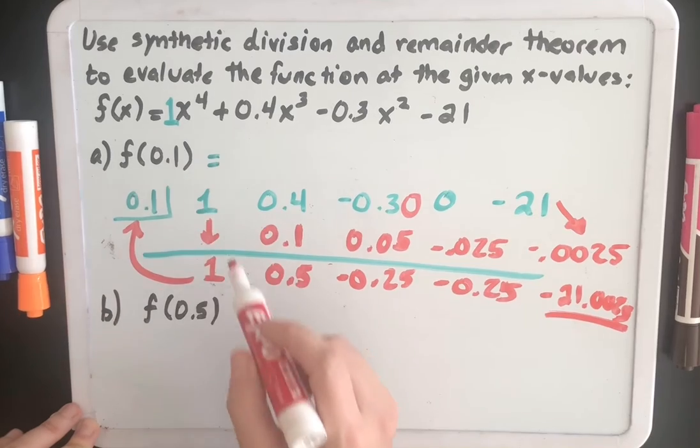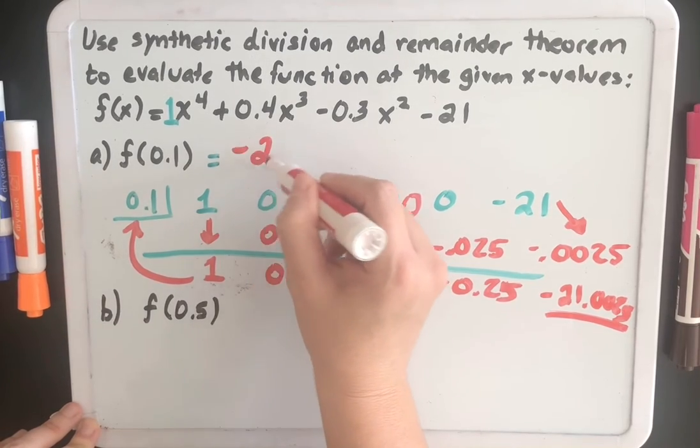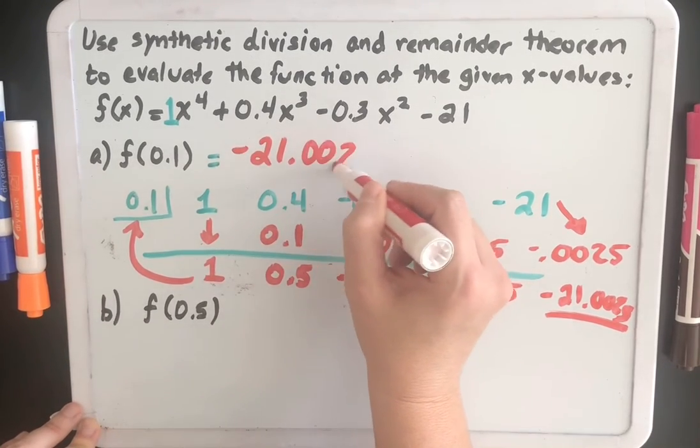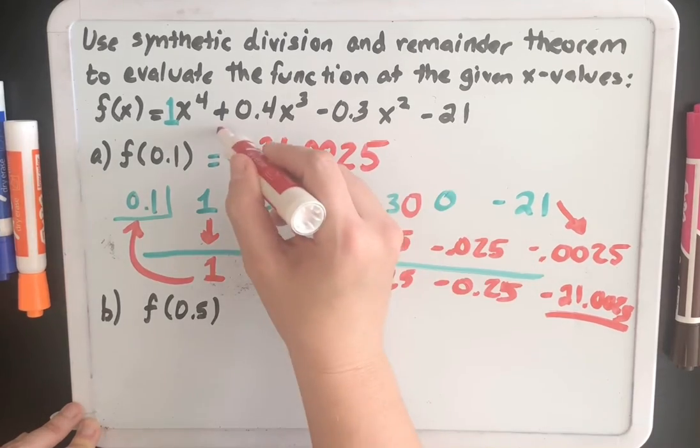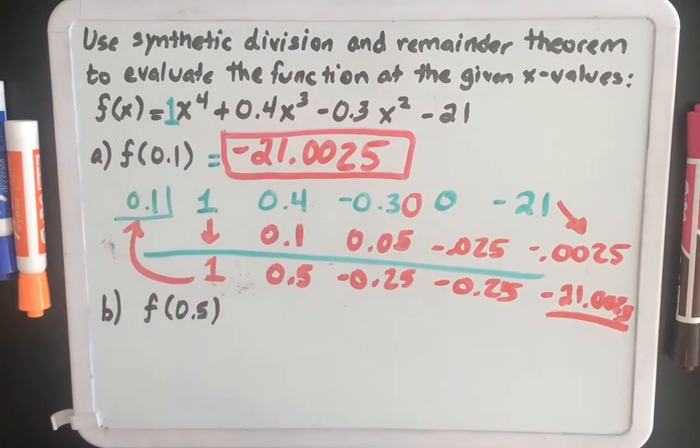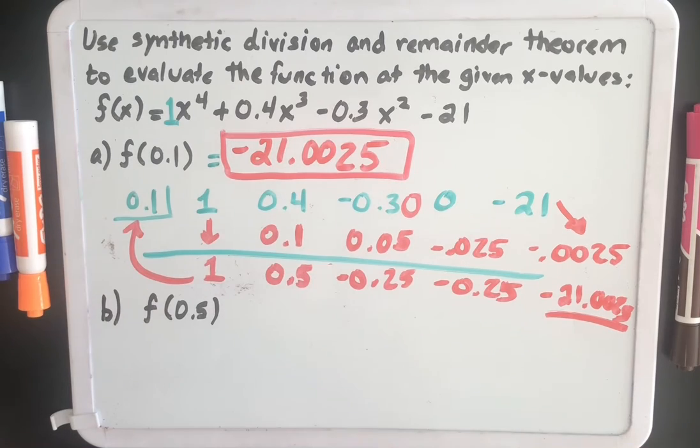So what we found here is that if I put in 0.1 as the x input, the output is this remainder here from synthetic division, negative 21.0025. That's what we're getting here. And you can verify that just simply by doing your order of operations carefully and plugging it back in.